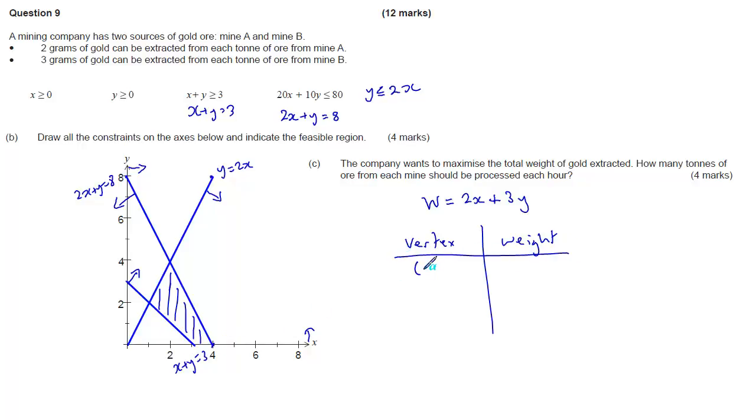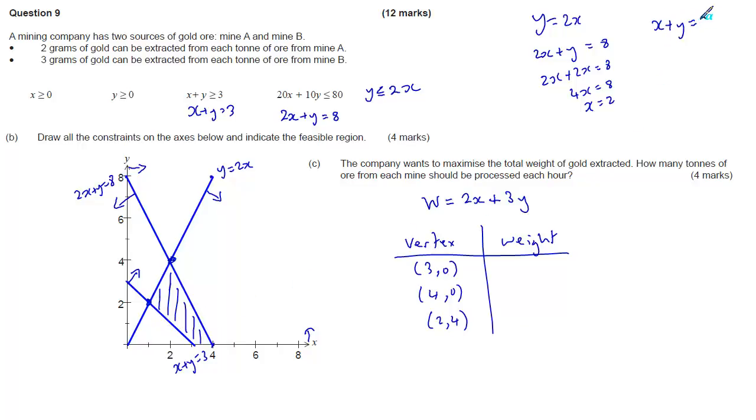So we can see that (3, 0) is a vertex, and so is (4, 0). This vertex here is the intersection between y equals 2x and 2x plus y equals 8. So substituting in, 2x plus 2x equals 8, 4x equals 8. So x is 2 and y would then be 4. And finally this one here is the intersection between x plus y equals 3 and y equals 2x. So that would give us 3x equals 3, so x equals 1 and y equals 2.